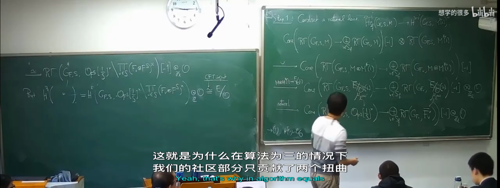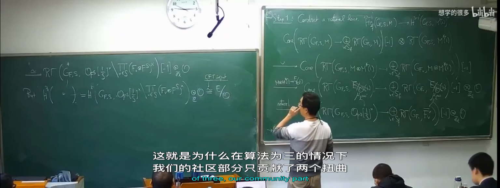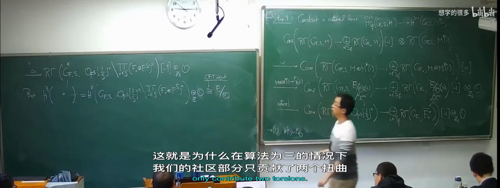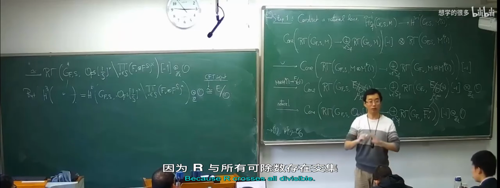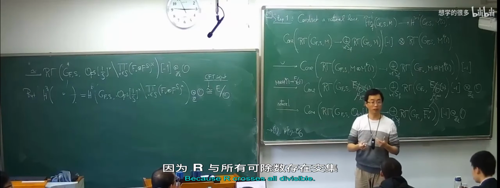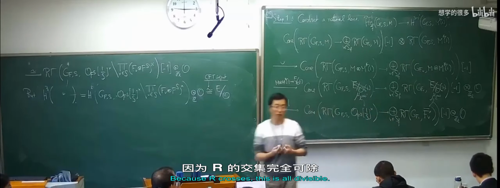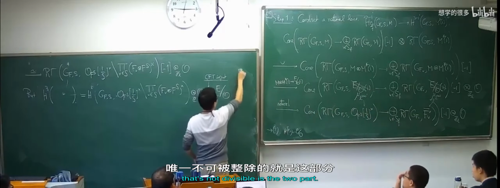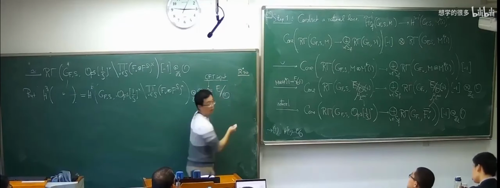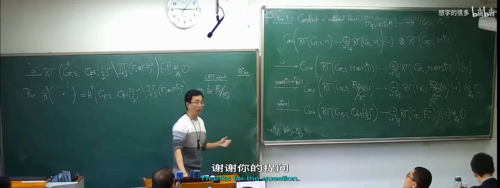Yeah, the Archimedean part, that's why I need L greater than or equal to 3. The Archimedean part only contributes 2-torsion, because R cross is all divisible. The only thing that's not divisible is the 2 part. I forgot to say that. Sorry. Thanks for the question.